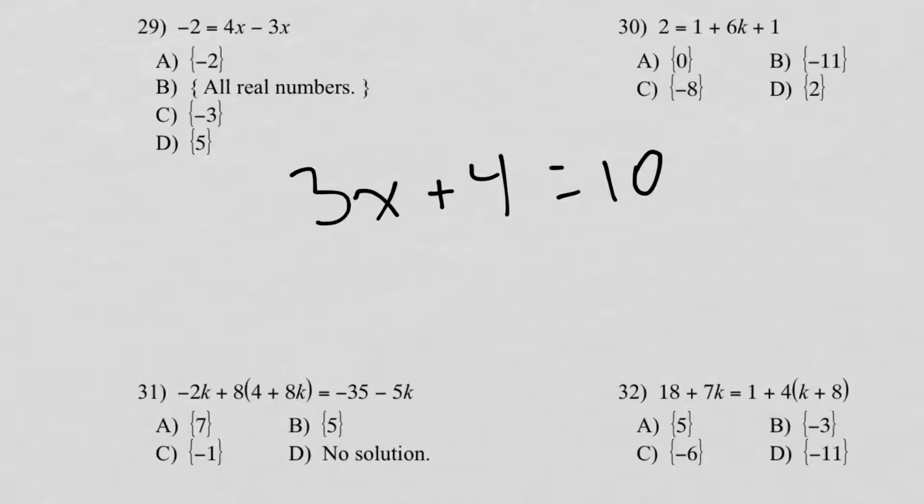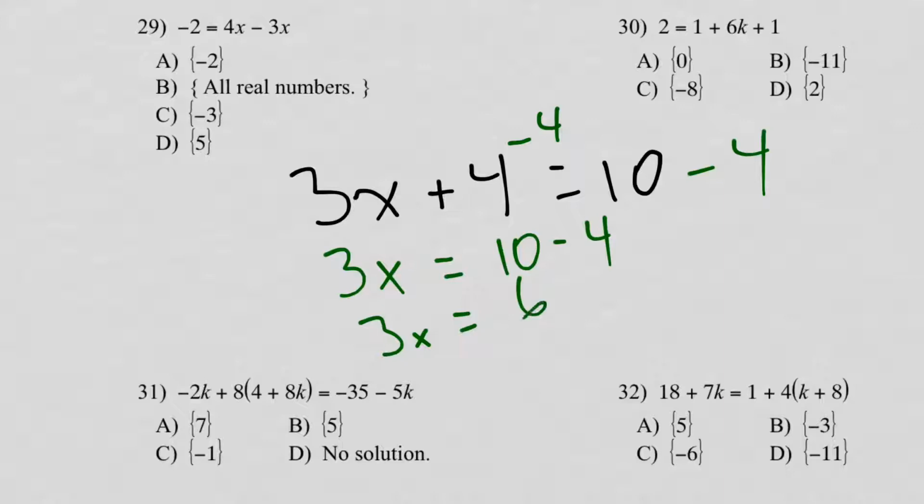So what I'm going to try and do is remove things that are over on that left-hand side. If we think about this like a scale, subtracting 4 from the left-hand side would make that number equal 0, and therefore it disappears. And if you do it to one side, you have to do it to the other. So what we're left with is 3x is equal to 10 minus 4. Therefore, 3x is equal to 6.